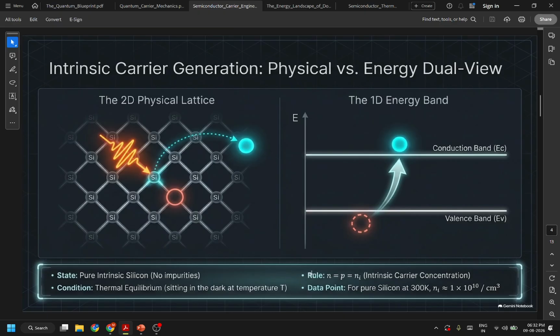So this gives us the rule n equals p equals ni, which is the intrinsic carrier concentration. And for pure silicon at 300 K, ni is roughly 1 into 10 per centimeter cube. This value is debatable actually. At different places you will see different values, ranging from 1 into 10 per centimeter cube to 1.5 into 10 per centimeter cube.